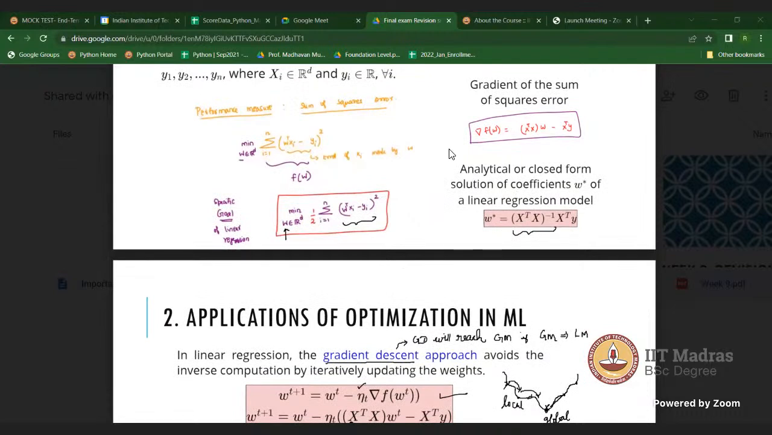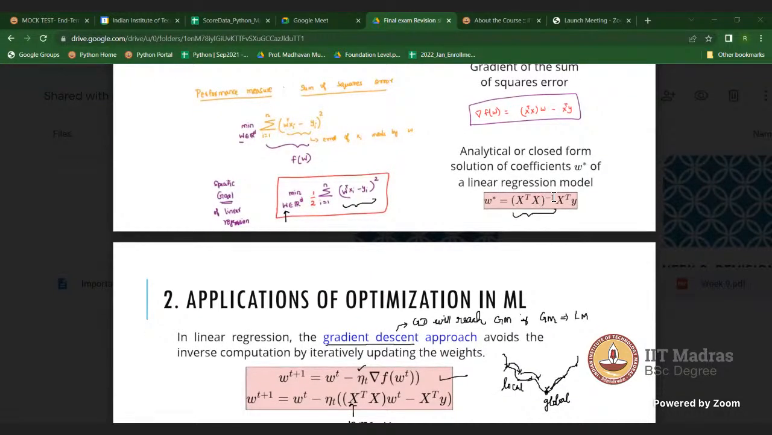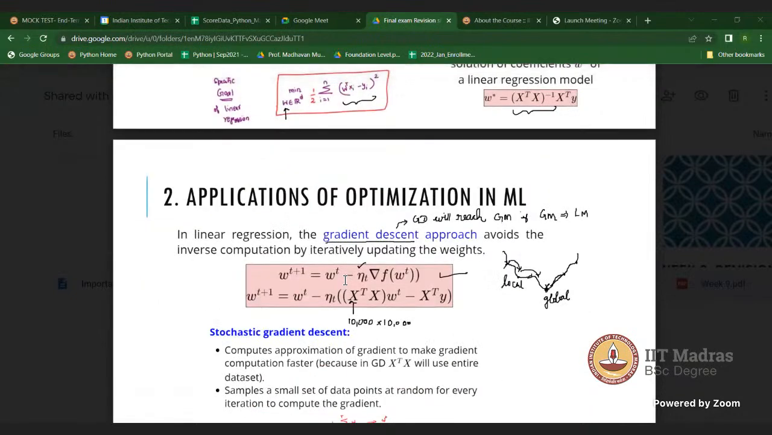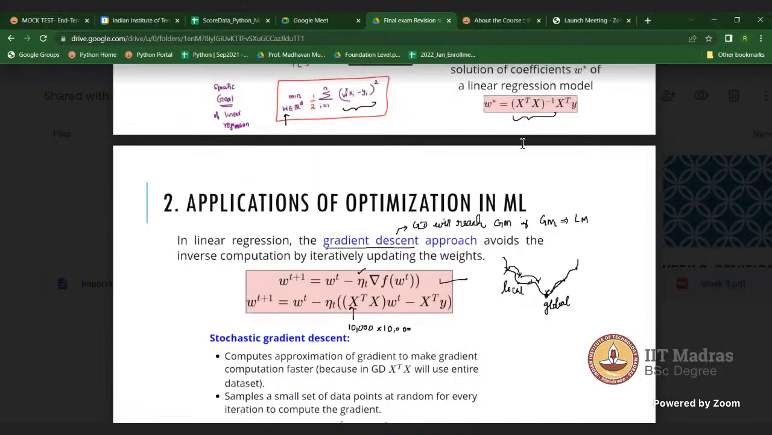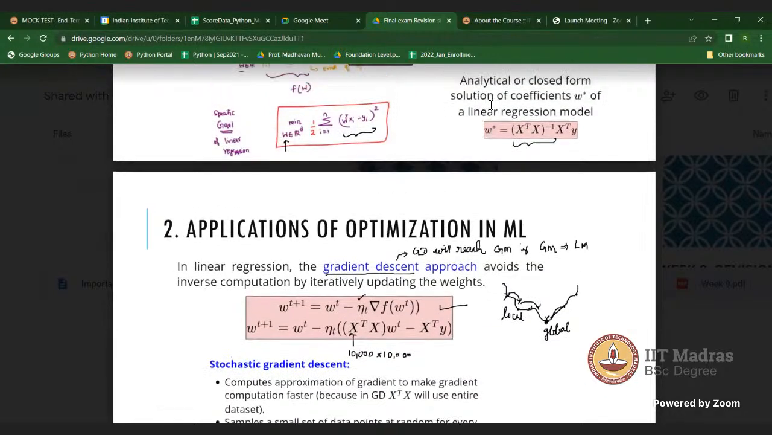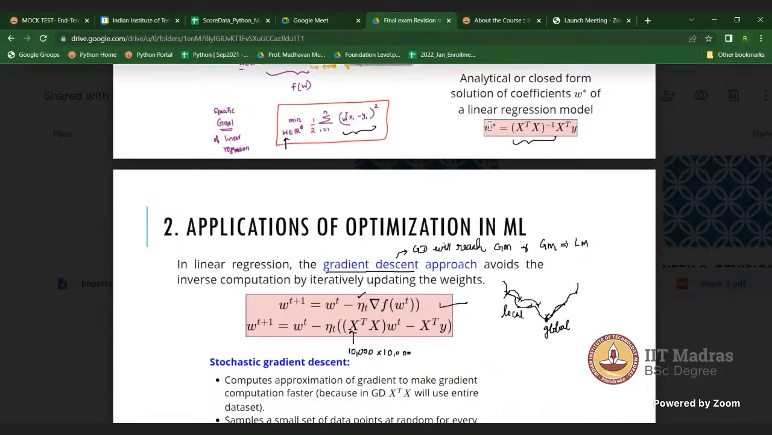But the problem with this is, as we have known, with x transpose x we need to find the inverse, and finding the inverse is going to take a lot more time, a lot more time complexity. It's going to take a computer a lot more time to compute. So this is not an ideal way to get the solution for this w star. But getting w star through this is straightforward, and we'll get the exact w star. Okay, but we will not be using this.